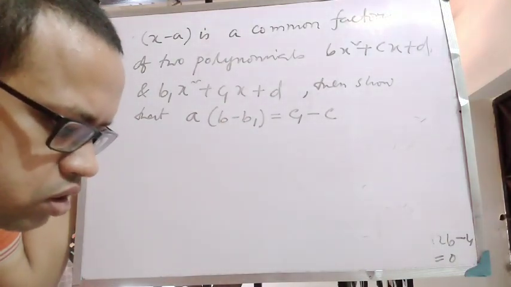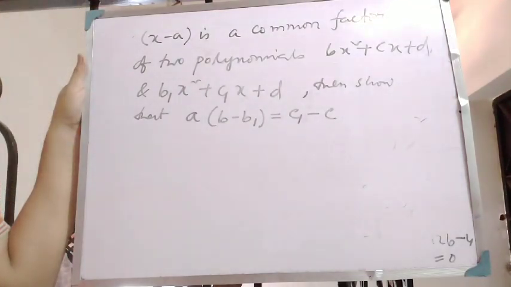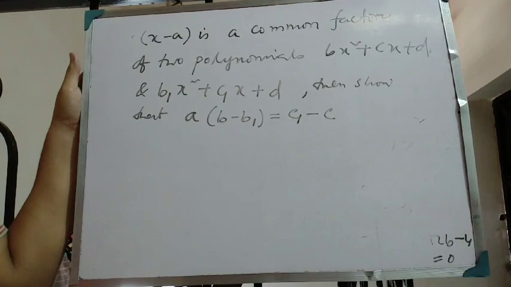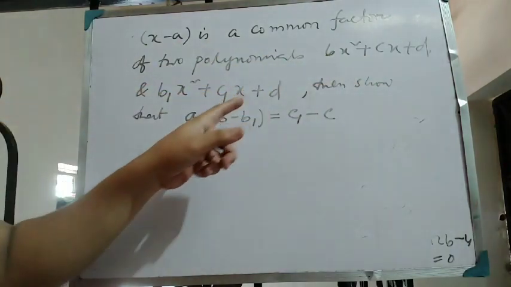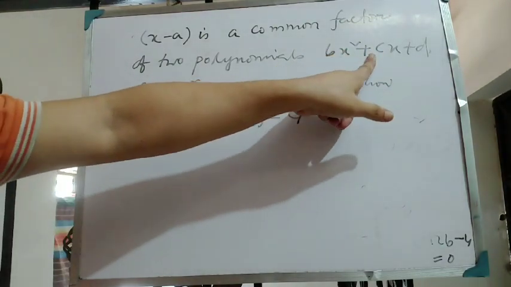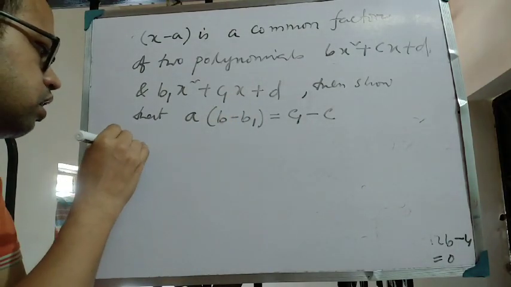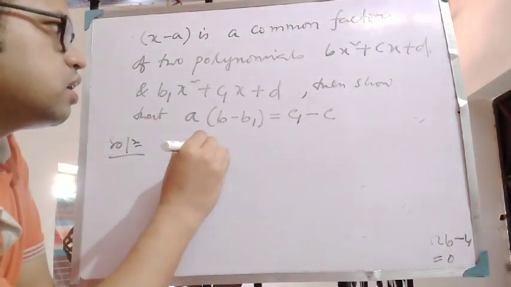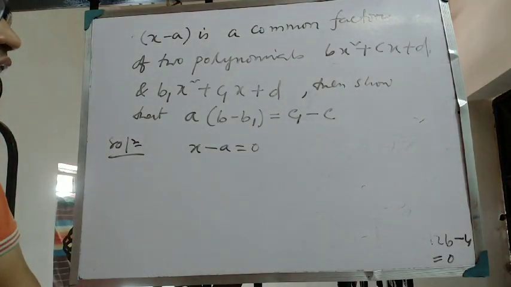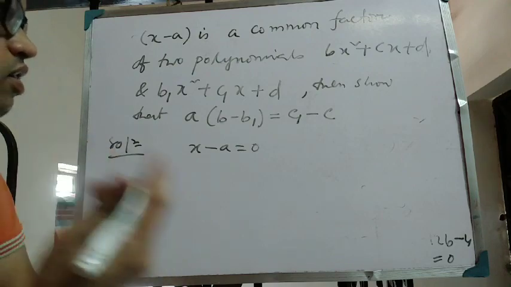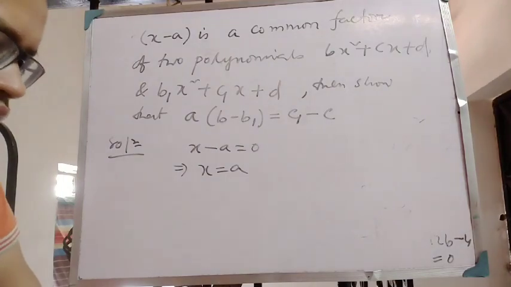That is very simple, but how to solve? x minus a is a common factor. That means if you consider this as f(x) and this as g(x), then f(a) must be equal to 0 and g(a) must be equal to 0. So from here, just start with x minus a equals to 0. From here you will get the value of x is equal to a.